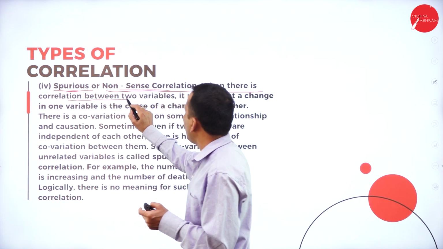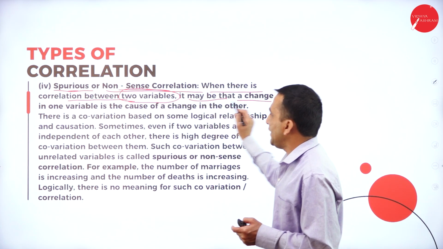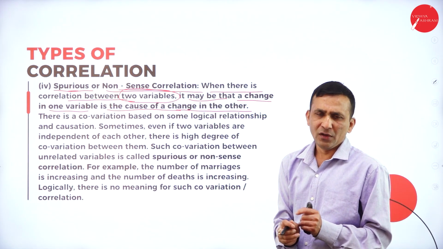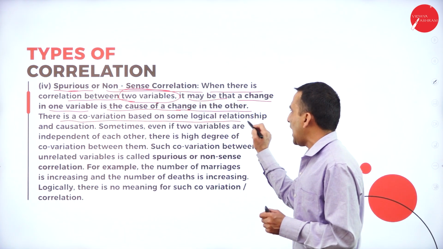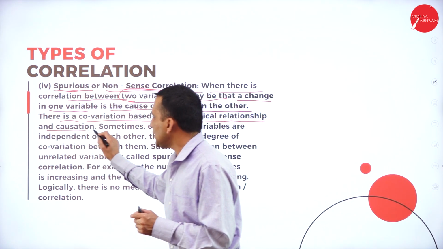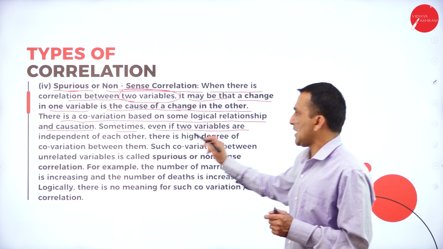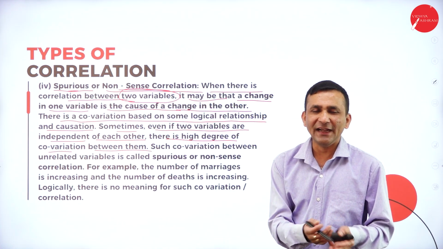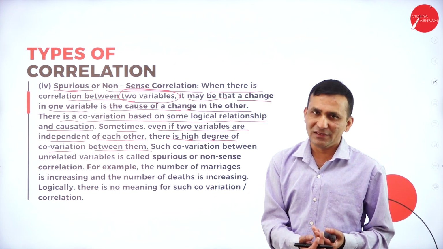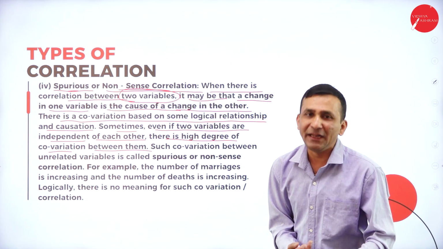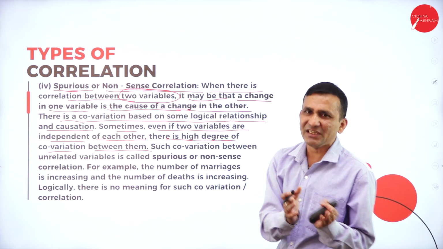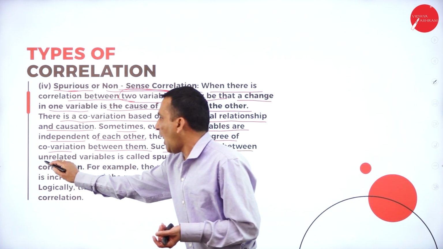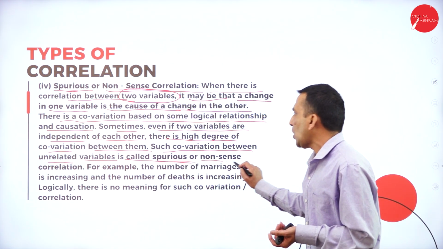When there is a correlation between two variables, it may be that a change in one variable causes the change in the other. So we need to find out the relationship; a correlation is based on some logical relationship. Sometimes even when two variables are independent of each other, there is a high degree of correlation between them. Sometimes the dependent variable depends on the independent variable, and sometimes the reverse. If there are no relations logically, we cannot take the relations, which comes under nonsense correlation. Such correlation between unrelated variables is called spurious or nonsense correlation.